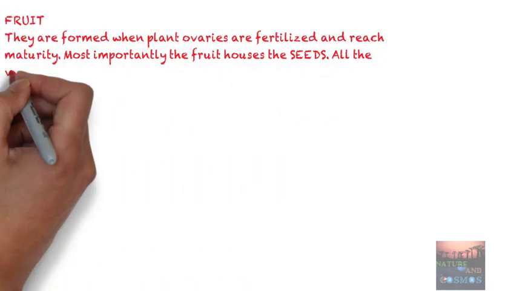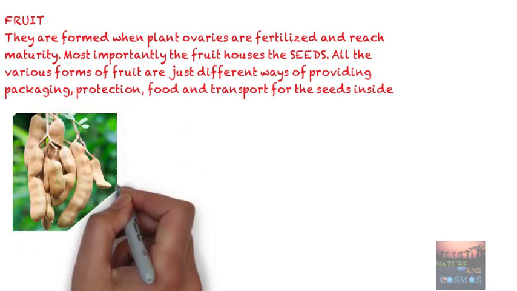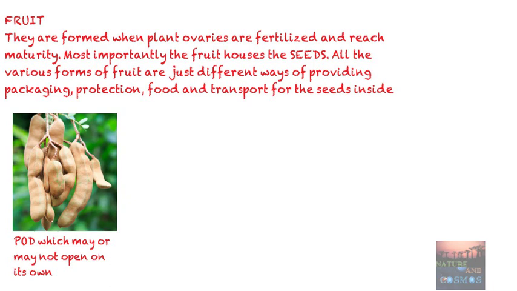Now let's look at the most important part that we all like, fruit. They are formed when plant ovaries are fertilized and reach maturity. Most importantly, the fruit houses the seeds. All the various forms of fruit are just different ways of providing packaging, protection, food and transport for the seeds inside. This is a pod which may or may not open on its own.